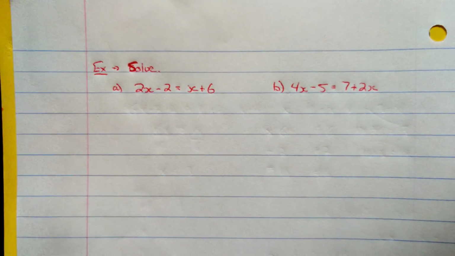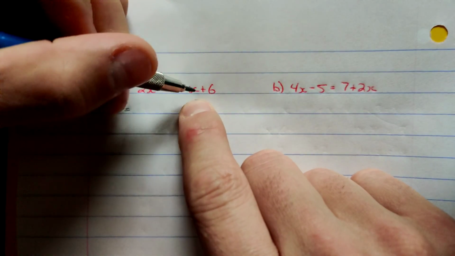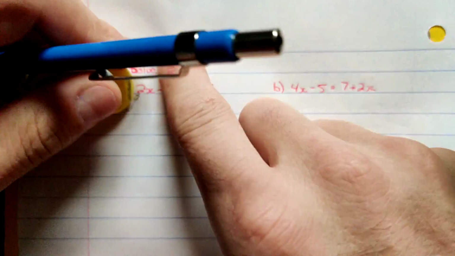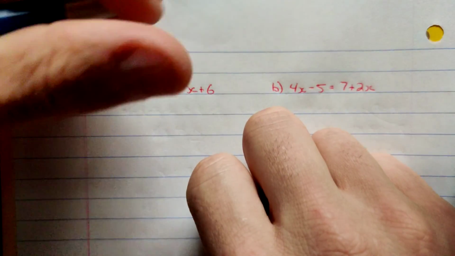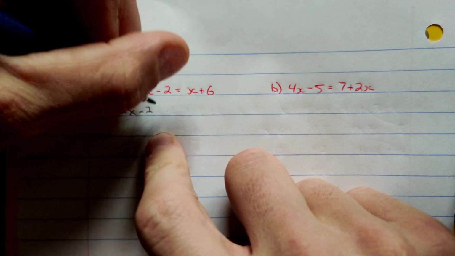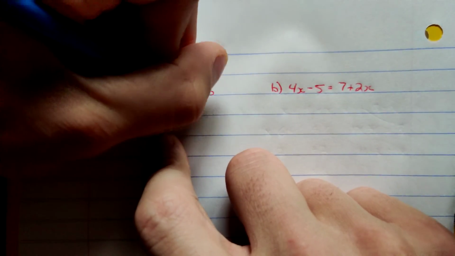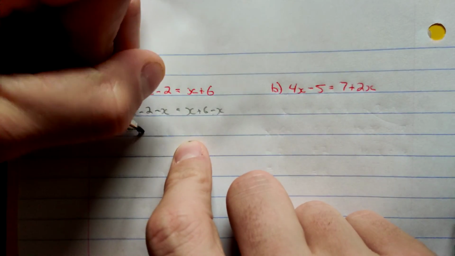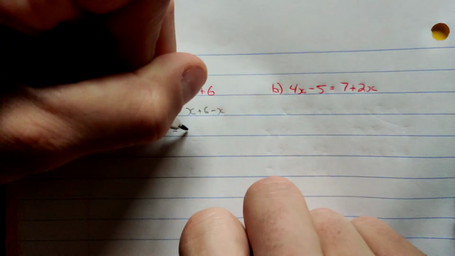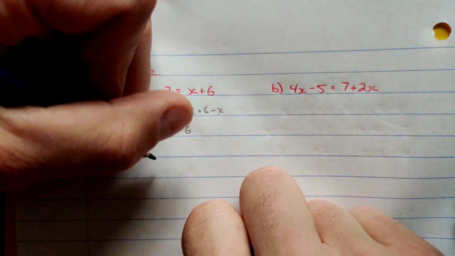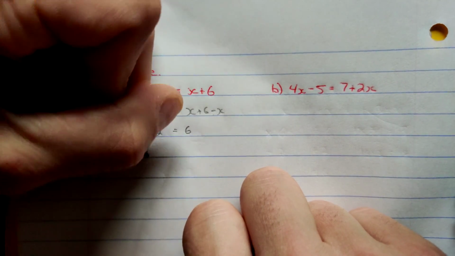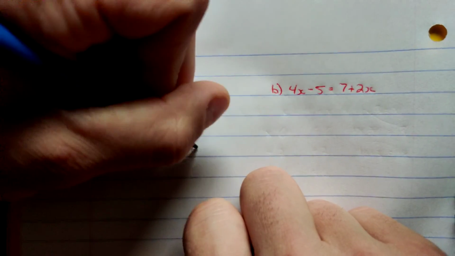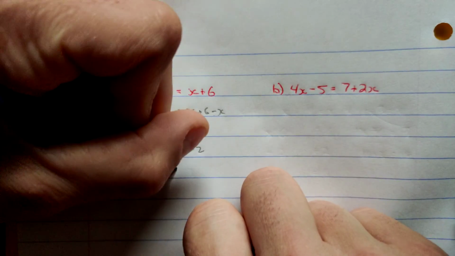Let's try a couple examples of that. 2x minus 2 equals x plus 6. So we're going to get this x on the other side. How do you do that? We're going to subtract x from both sides. So 2x minus x just leaves me with x minus 2 over here. x minus x just leaves me with the 6. x minus 2 equals 6. Got to add 2 to both sides. Minus 2 plus 2 equals 6 plus 2. We got x equals 8.